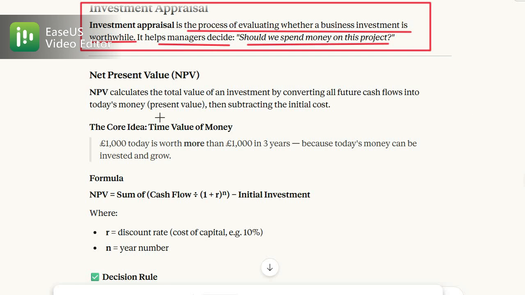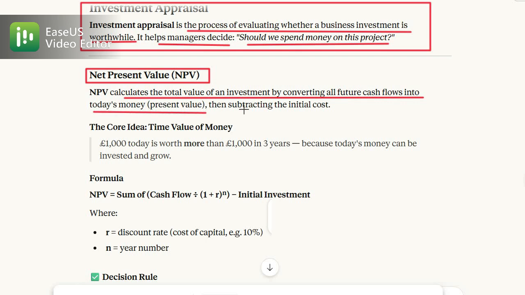So what is NPV, net present value? NPV tells you how much profit in today's money you will make from a project. Remember, money today is more valuable than money tomorrow, and that is why you discount future cash flow. So NPV calculates the total value of the investment by converting all the future cash flow into today's money, the present value, and then subtracting the initial cost.